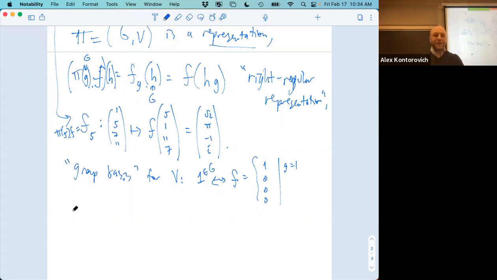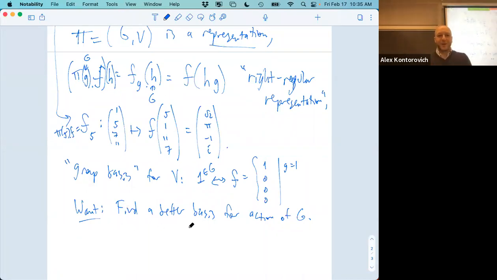And what we want is to find a better basis for the action of G, so that things don't move around quite as much. It's just linear algebra, except now we have a group's worth of linear transformations. We want simultaneously all of them to act nicely. That's the only difference between linear algebra and representation theory. You don't have one map, you have lots of maps, and you want all of them to be compatible with one another.